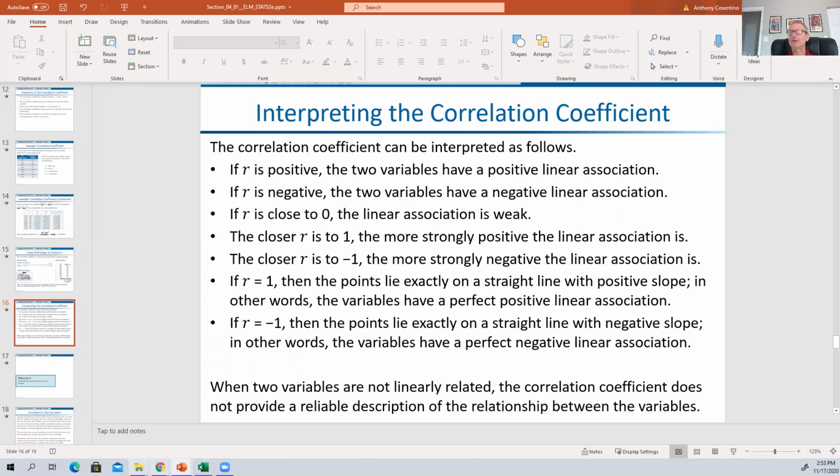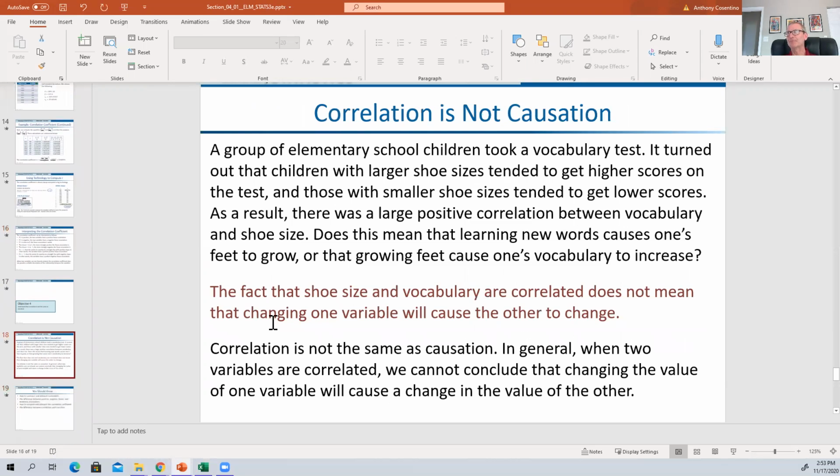Before we end this one, I do want to point this out because this is important: correlation doesn't really mean causation, right? Just because you statistically have a correlation doesn't mean there's a good cause and effect. This is kind of a funny example, so I like to use this. I took this right out of the book. It says a group of elementary school children took a vocabulary test, and it turned out children with bigger feet tend to get a higher score. If you did the analysis, you would see that there is that correlation. But hopefully we all agree that there's no causation, that just because you have big feet doesn't mean you're good with words, right?